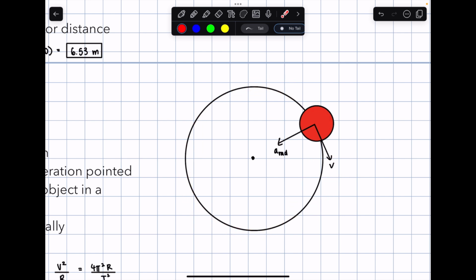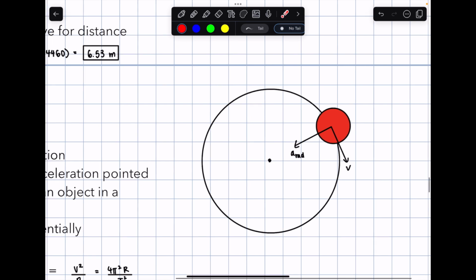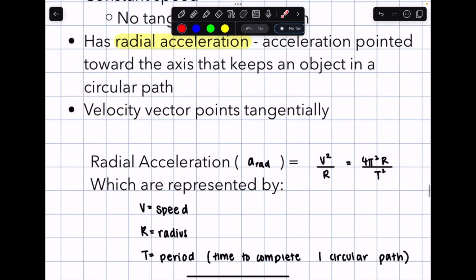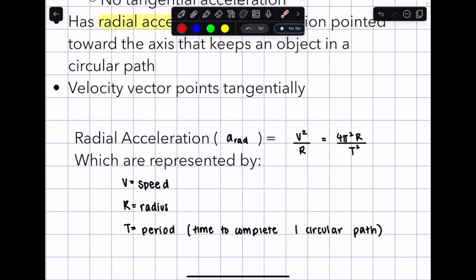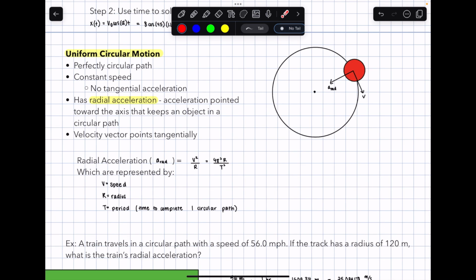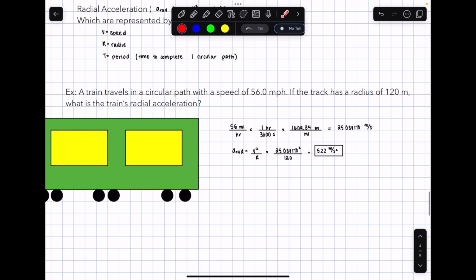The way to calculate radial acceleration is using these two equations. You can either take the speed squared and divide it by the radius, or take 4 pi squared times the radius divided by the time it takes to complete one circular path. Which equation you use just depends on what information you're given with the problem. So, for example, let's look at this problem. A train travels in a circular path with a speed of 56 miles per hour. If the track has a radius of 120 meters, what is the train's radial acceleration?